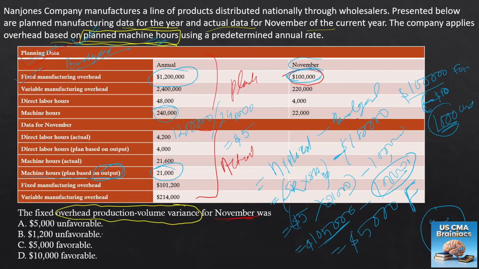Can you explain this logic one more time? I didn't get it actually. Okay, one second. You plan 10,000 units, and you get $100,000 for it. How much per unit?